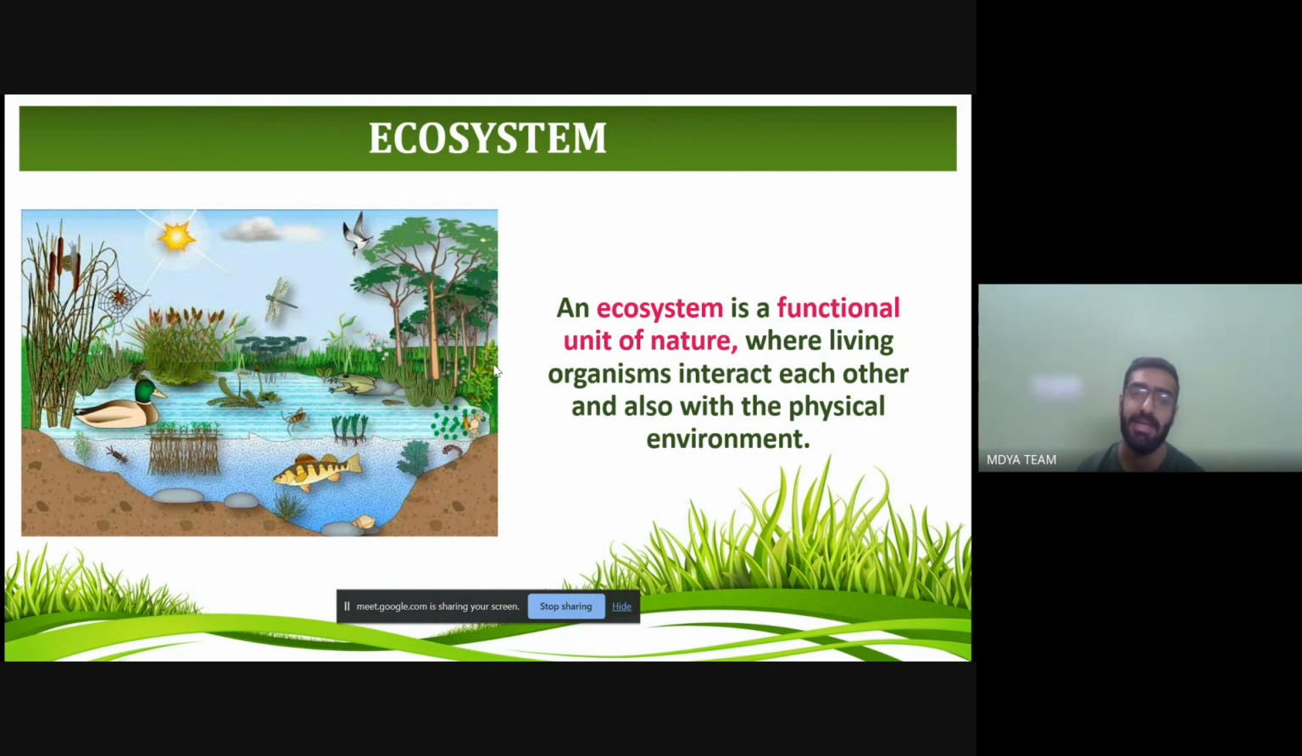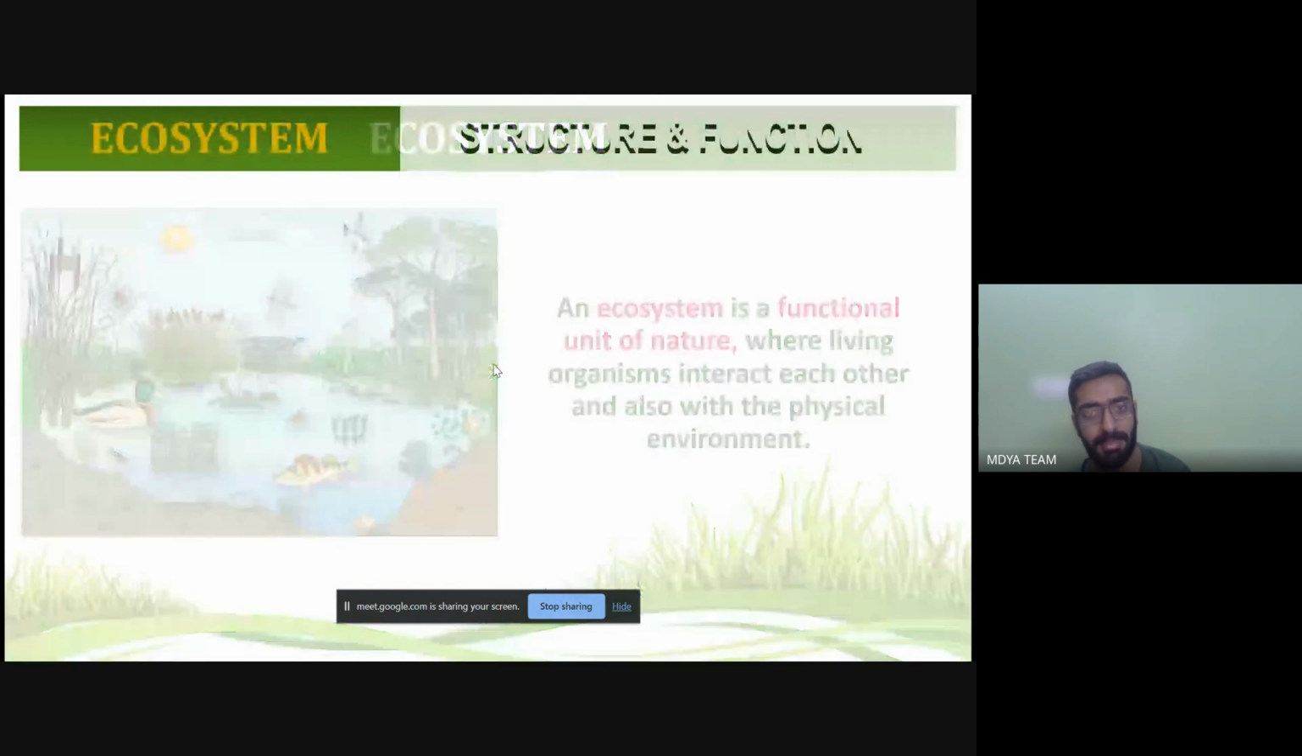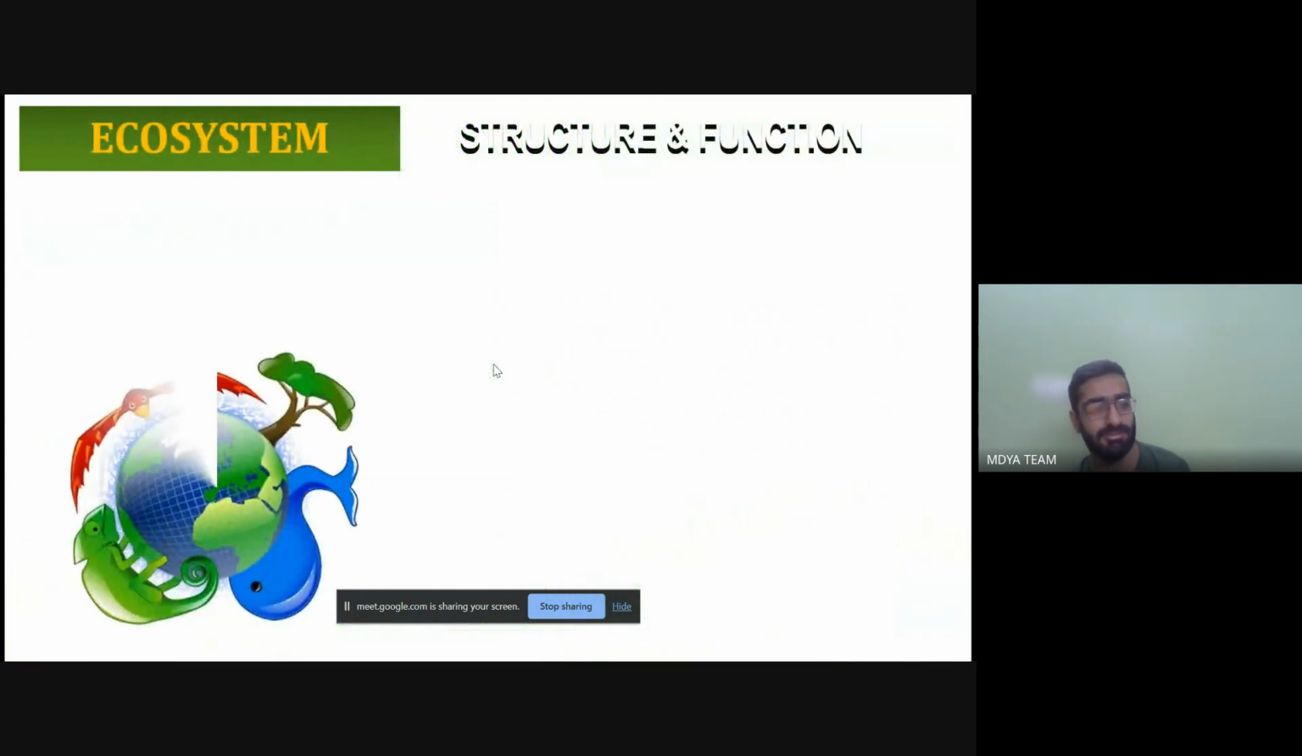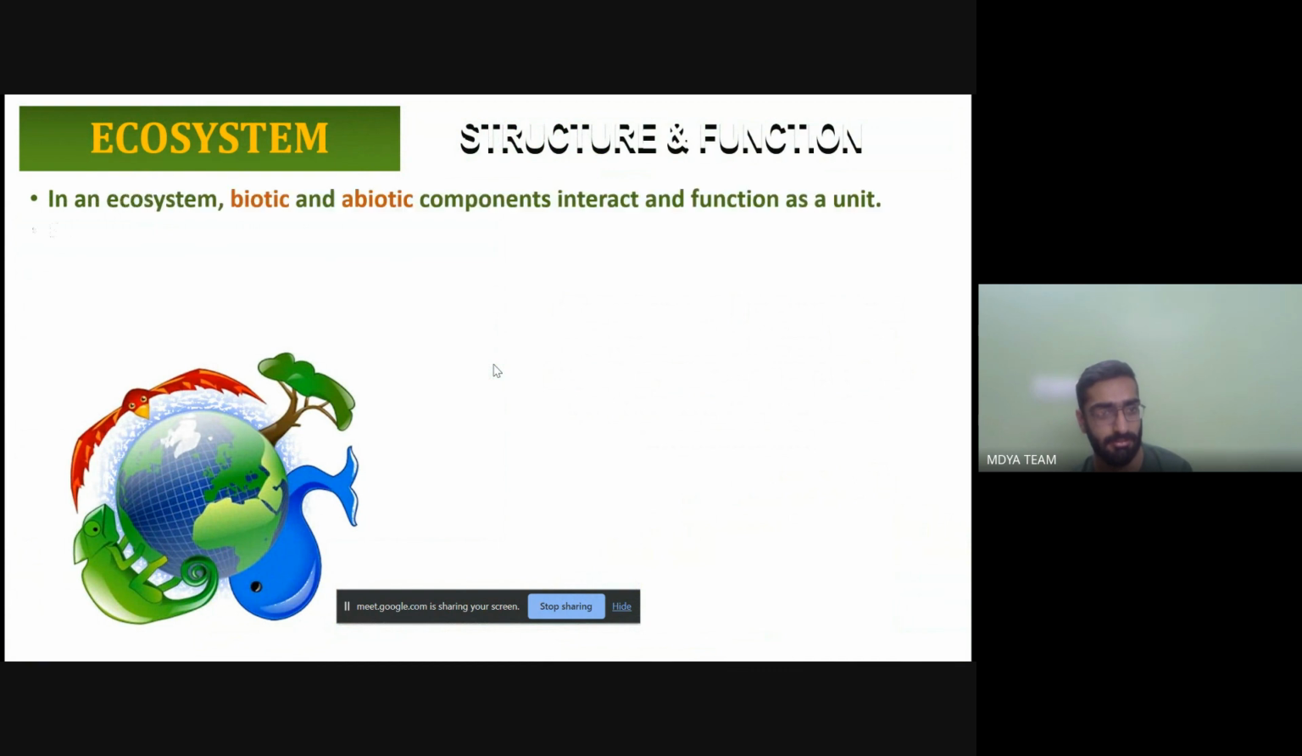Okay, so it's just that the species should also be there so as to protect the food chain for that to continue. So ecosystem is that in which the interaction of different organisms happens amongst themselves and also with the physical environment. Then we move on to the structure and the function of the ecosystem.